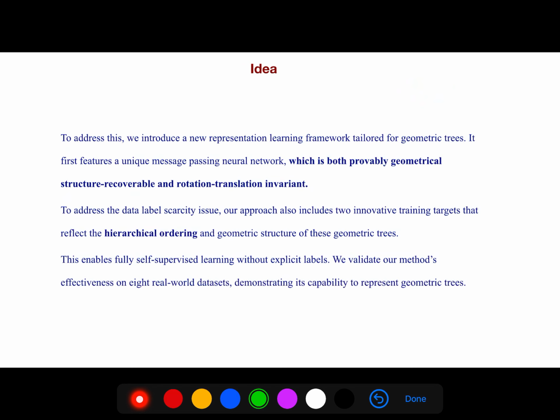To address this, we introduce a new representation learning framework tailored for geometric trees. It first features a unique message passing neural network, which is both provably geometrical structure recoverable and rotation and translation invariant. To address the data label scarcity issue, our approach also includes two innovative training targets that reflect the hierarchical ordering and geometric structure of these geometric trees. This enables fully self-supervised learning without explicit labels.